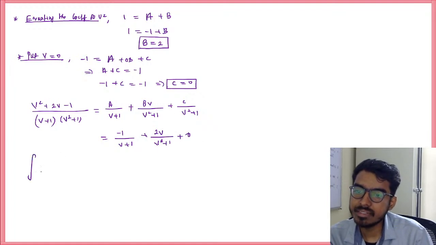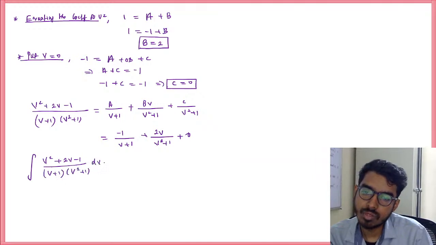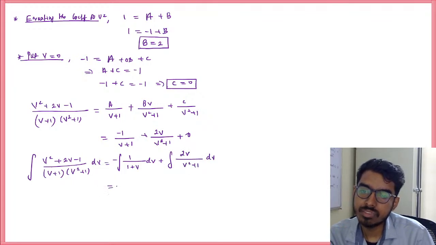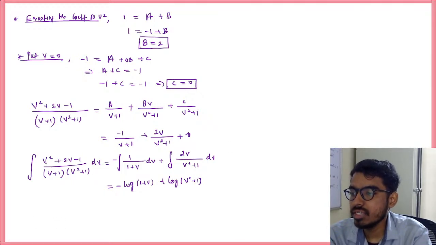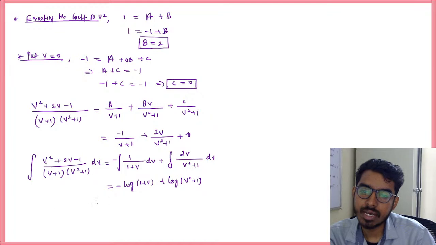Okay. So integrate this. Integration of b square plus 2b minus 1 divided by b plus 1 into b square plus 1 dv is equal to minus integration of 1 by b plus 1 dv plus integration of 2b by b square plus 1. This is what? Log of 1 plus b, this is log of b square plus 1. That's it, right? This is the integral value of star.